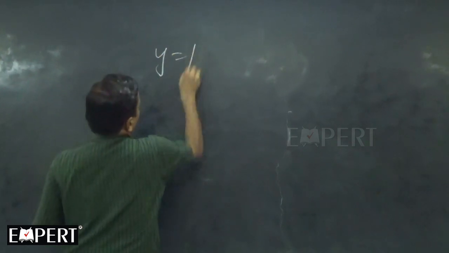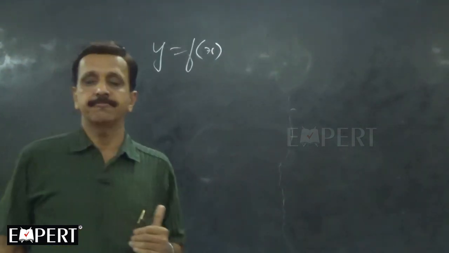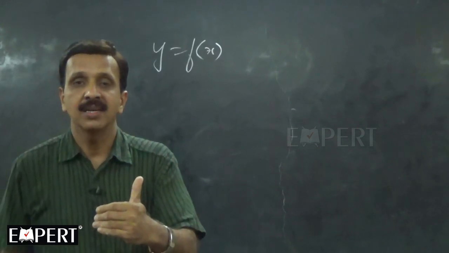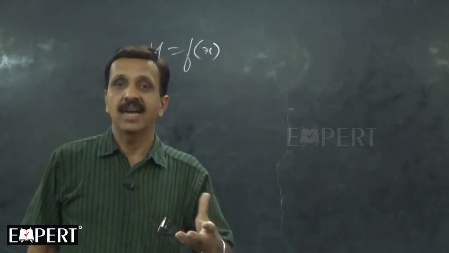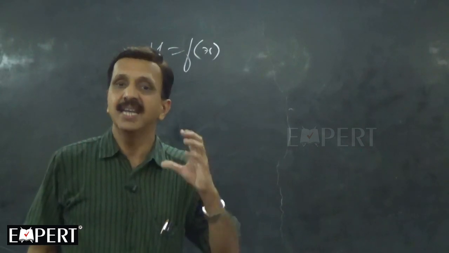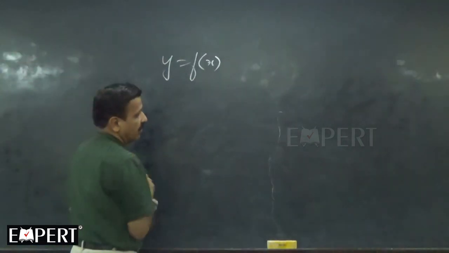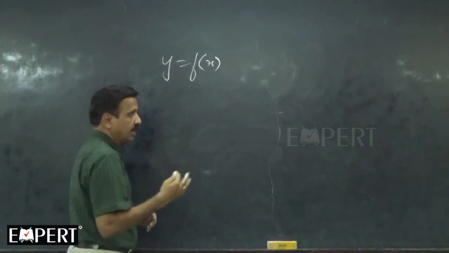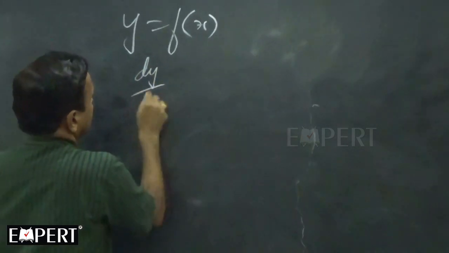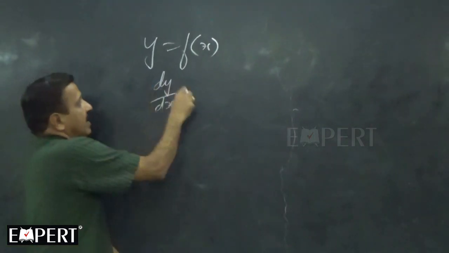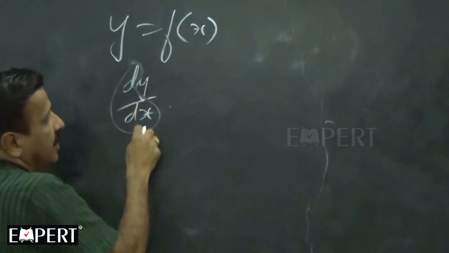If you consider once again y is equal to f of x, I said y varies with respect to x. The measure of variation involved in that particular function is to be expressed in terms of a numerical value or in terms of an expression. And such an expression or such a numerical value is called derivative or differential coefficient. For the function y is equal to f of x, the derivative of y with respect to x or differential coefficient of y with respect to x is written like this, dy by dx.